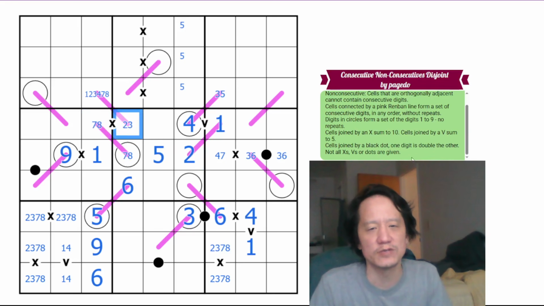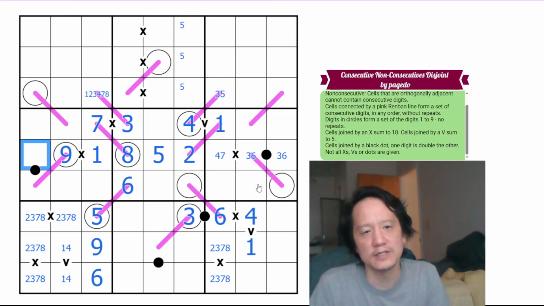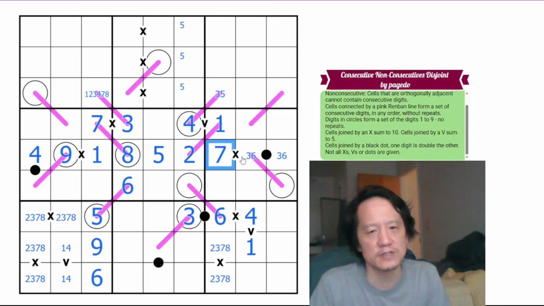This can't be 2 because of the 2 in the box, so this is 3, which forces this to be 7. 7's only consecutive with 8 here, so this is 8. This digit is either 4 or 7, and 7 can't be here because of the 7 in the box anyways. So this is 4, which makes this 7 and 3.